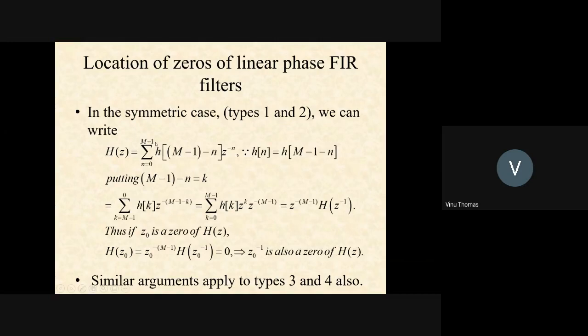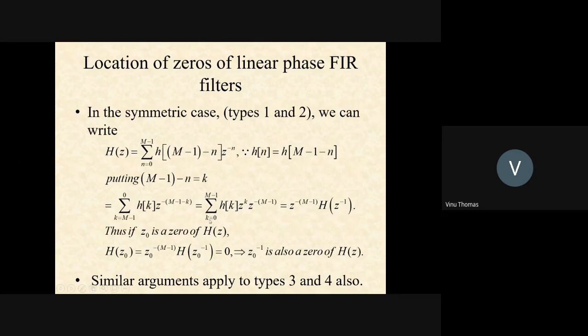to M minus 1, h(M minus 1 minus n) z raised to minus n, because of the symmetry of the filter coefficients. Because of the symmetry, you have h(n) = h(M minus 1 minus n). Now if I put M minus 1 minus n = k, then n = M minus 1 minus k, and this becomes the sum from k = M minus 1 to 0 of h(k) z raised to minus (M minus 1 minus k). Because it's a summation, you can interchange the limits of the summation.